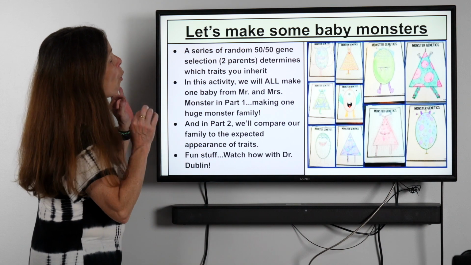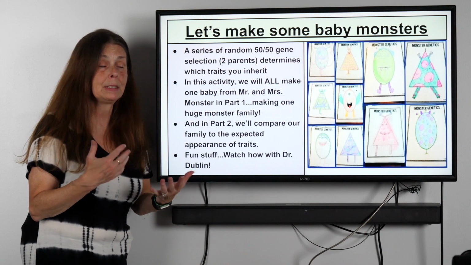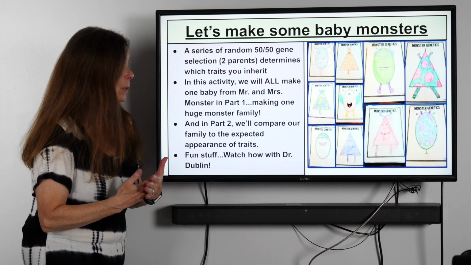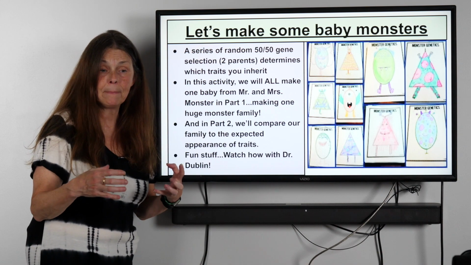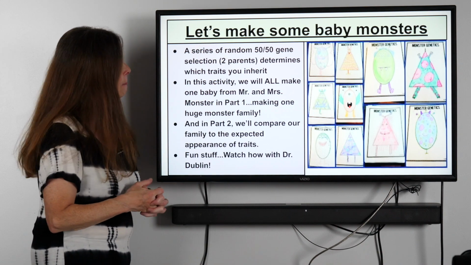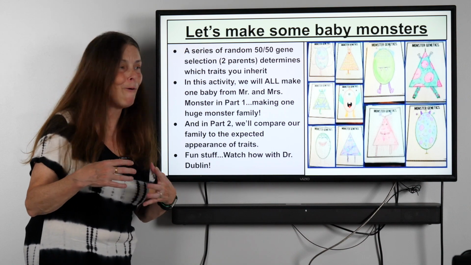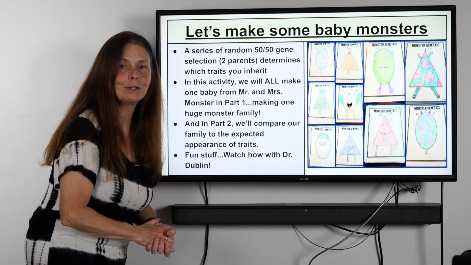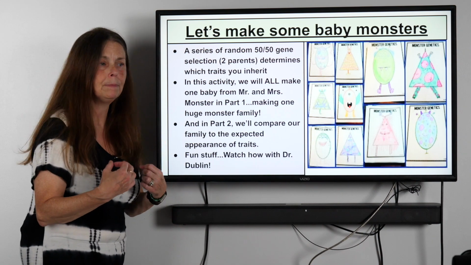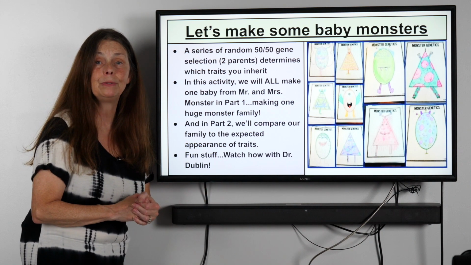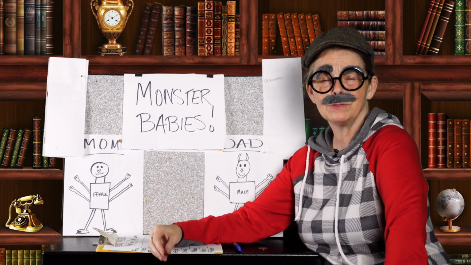We're all going to make a baby from the very same parents, Mr. and Mrs. Monster, okay? In part 1, you are going to actually make the baby. Then in part 2, we're going to compare all of the siblings of this large family. To give us a little bit of a demonstration, a model of how we're going to do that, we're going to send it over to Dr. Dublin.